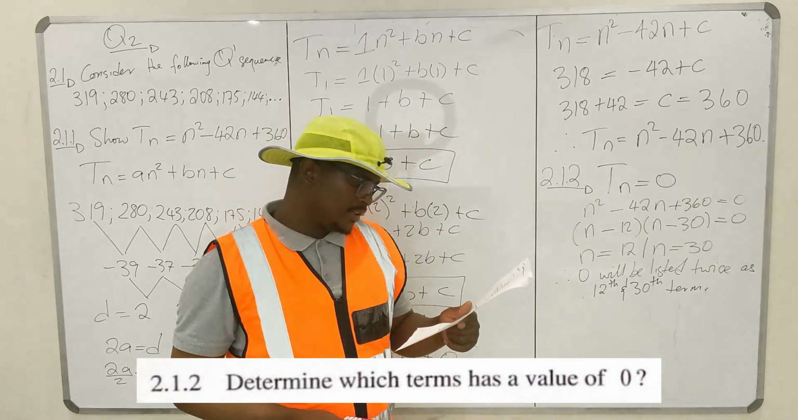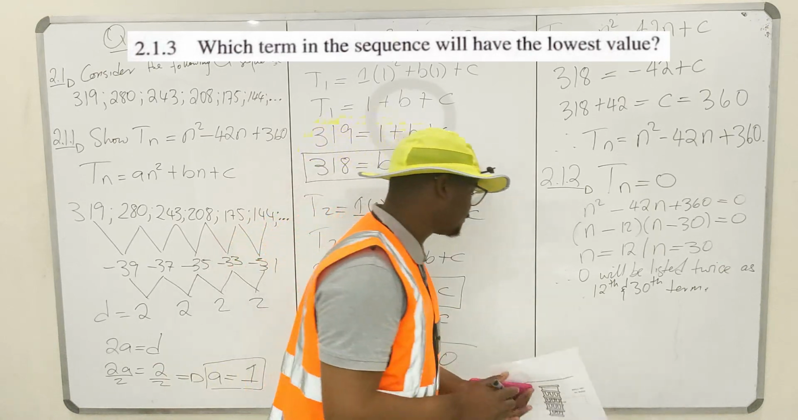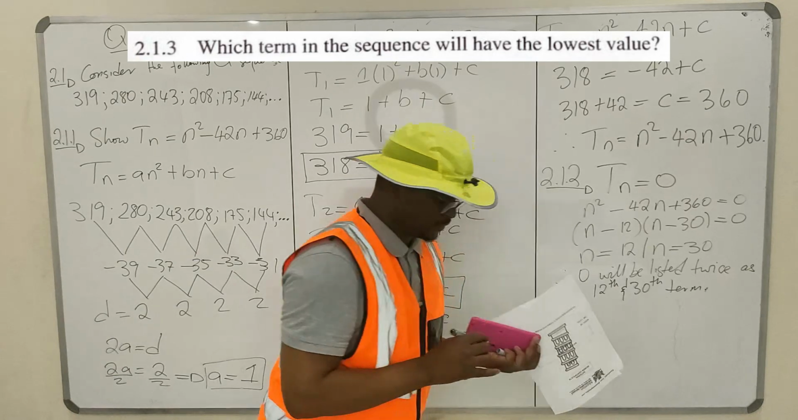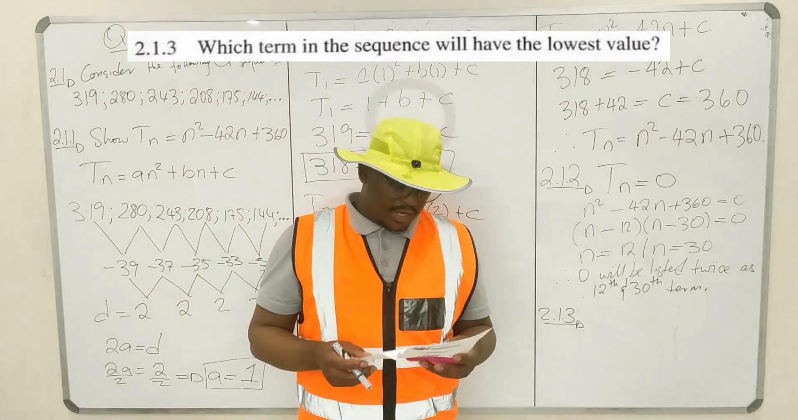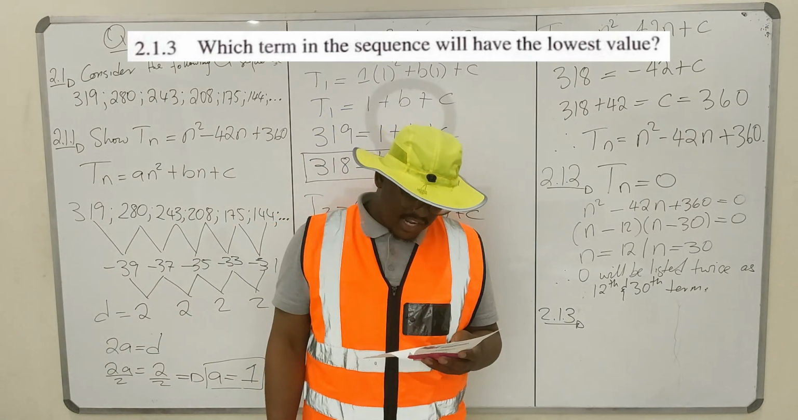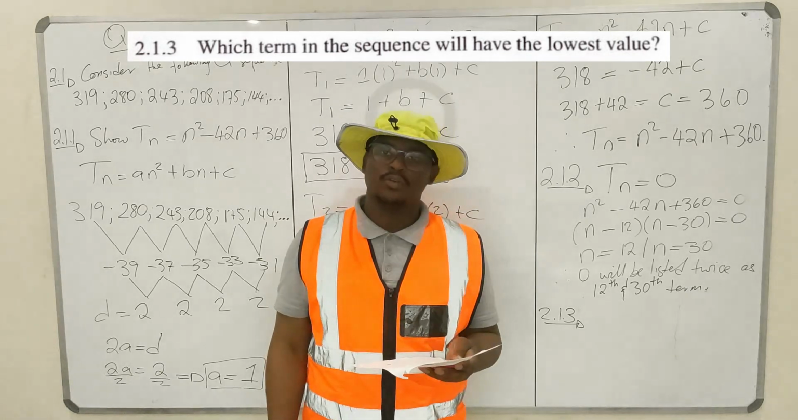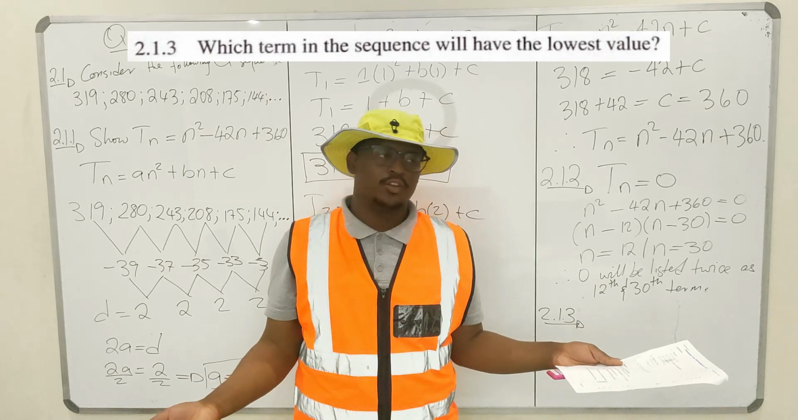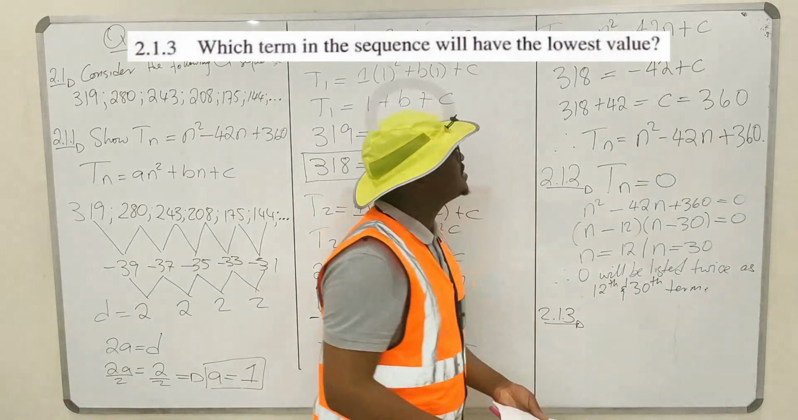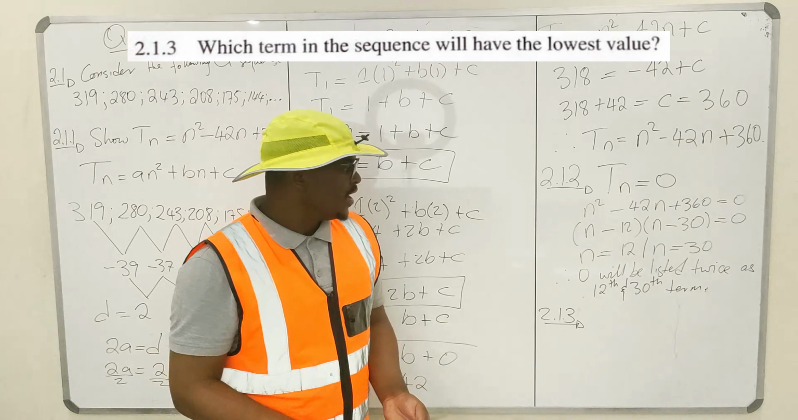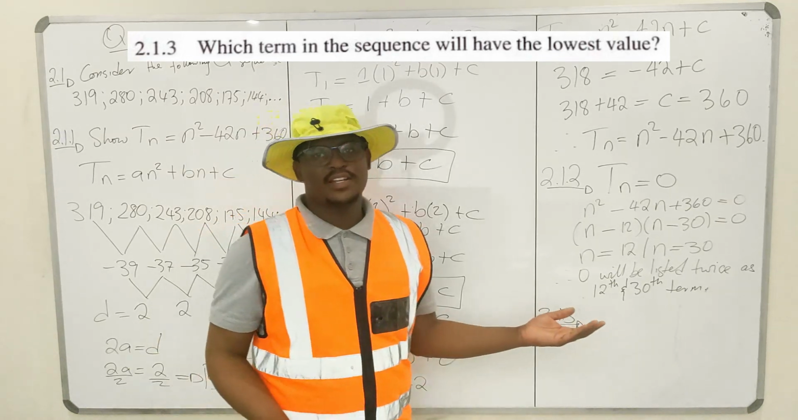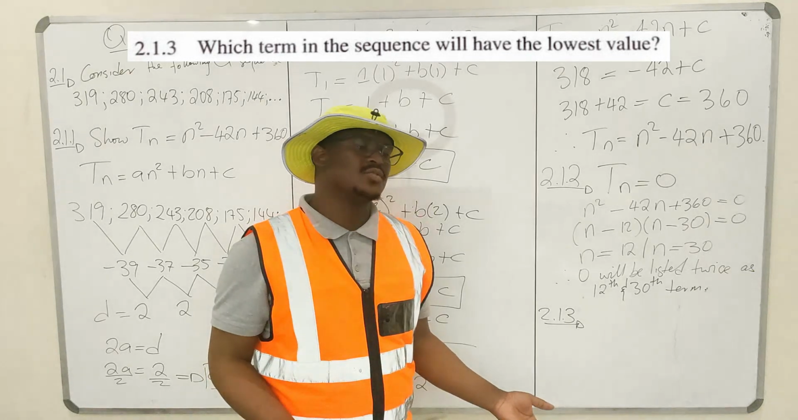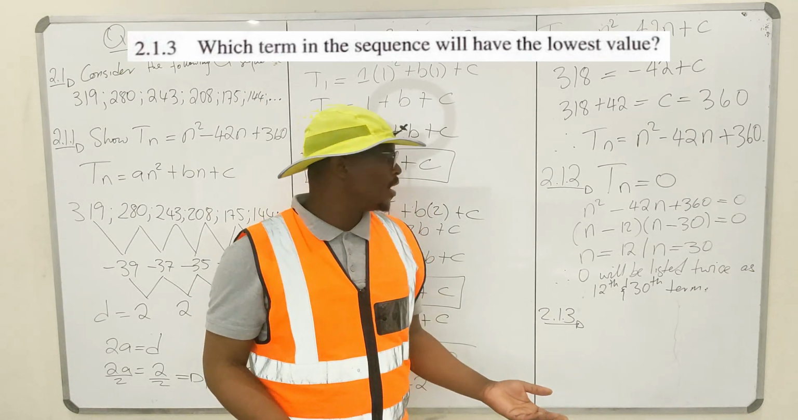Go to 2.1.3, right? What are they asking? 2.1.3 reads as follows: which term in the sequence will have the lowest value? So they're asking what is the position of the term that will have the lowest value. As you can see, this is a quadratic sequence, right? So it behaves very similar to a quadratic function or a parabola.